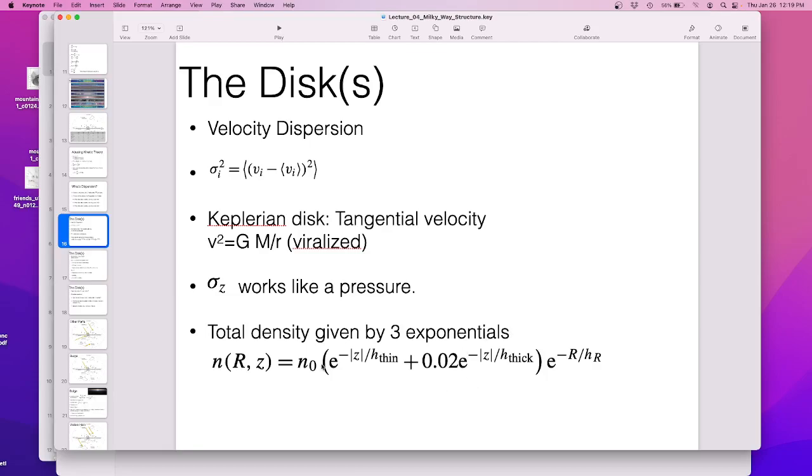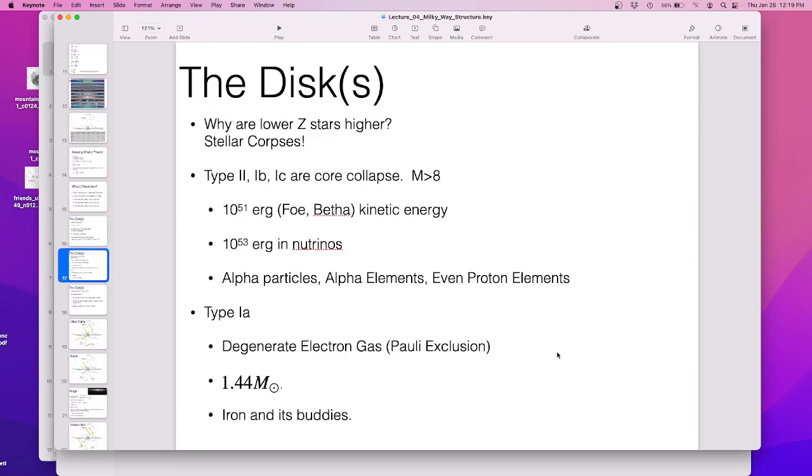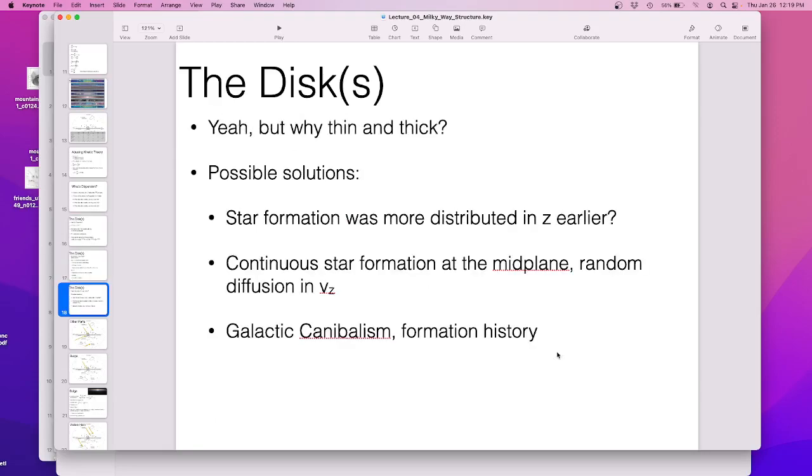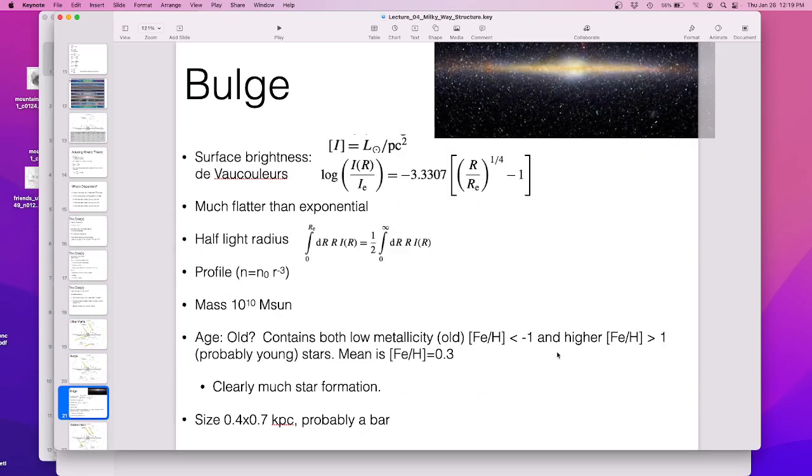So the total density is given by several exponentials. There's the mean density. There's an exponential for the thin disk. There's an exponential for the thick disk. Notice it's less dense than the thin disk. It's thicker too. And then there's an exponential for the radial component that goes outwards, and it's got a radial scale height. So if you want to describe the total density of the disk, it's these couple of exponentials. So that's the whole distribution of what a spiral galaxy looks like. Anything else I want to say about disks? I think that's it.